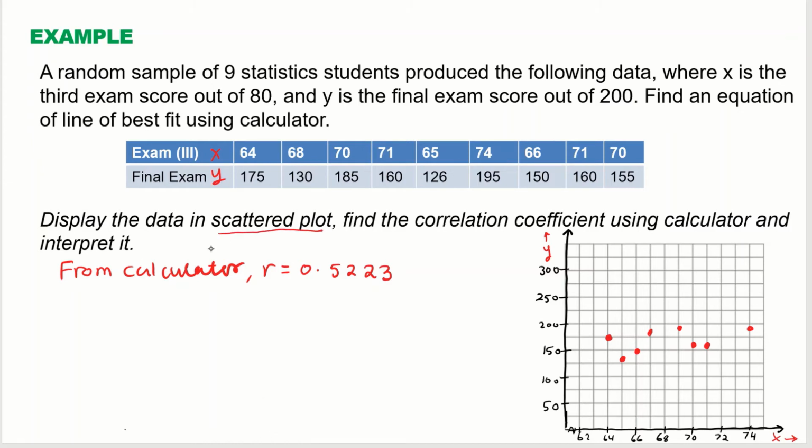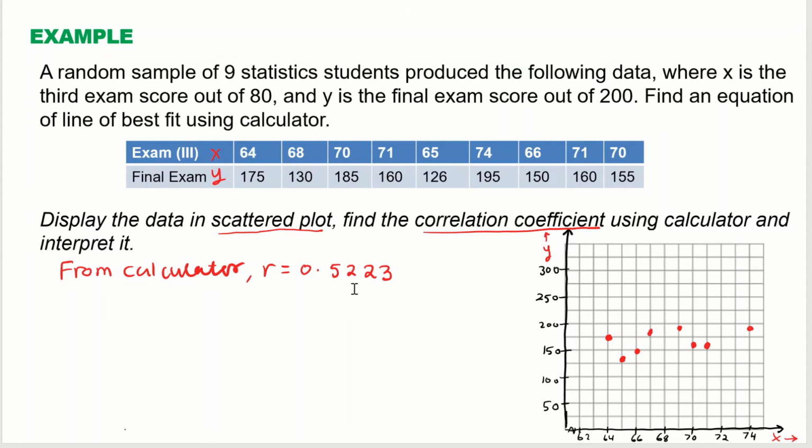After you get the R, so we got this scatter plot, we did that. We find the correlation coefficient, that is R, using the calculator, and we need to interpret this. We need to write the meaning of this. When R is 0.5, we know from the previous video that there is a weak positive correlation between the third exam score and the final exam score.